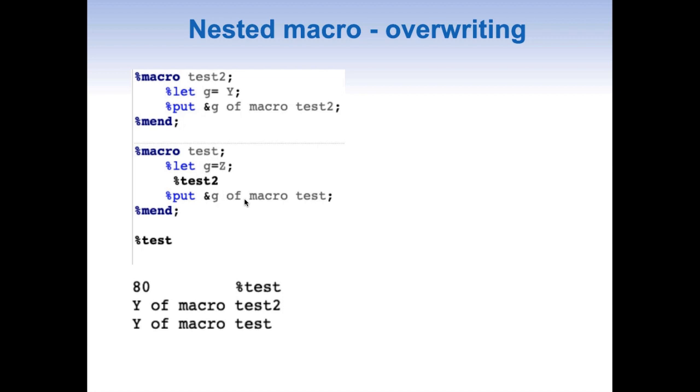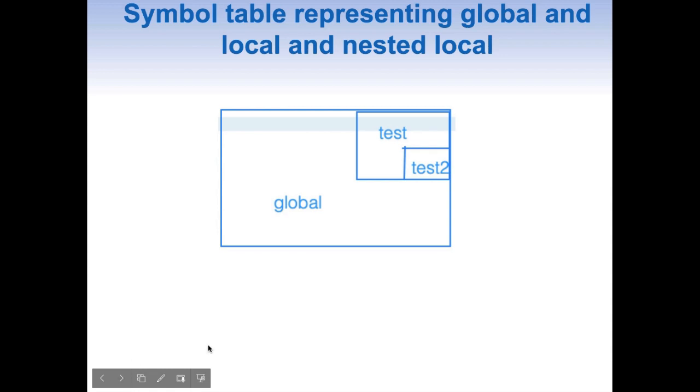And when I do the percent put ampersand g of macro test, as we have created the macro variable with the value y, it overwrites the macro variable a level up, and then both of them will have the same value. It is the same thing we have seen earlier. It is overwriting of macro variables to the level up. Now let us try to understand this pictorially.